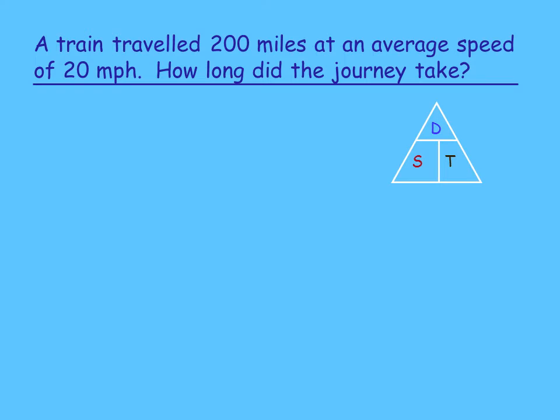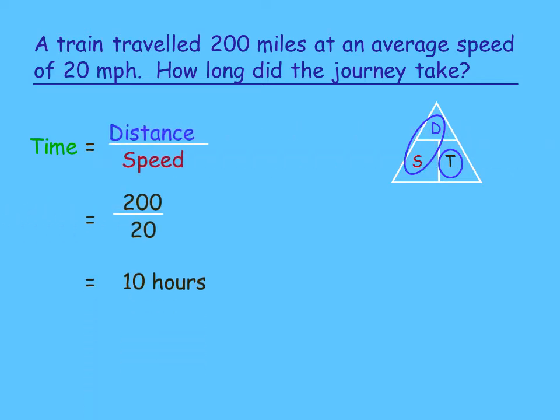A train travels 200 miles at an average speed of 20 miles per hour. How long did the journey take? How long means they are asking for the time taken for the journey. When the time is missing, the formula is distance upon speed. Substitute the values and you will get the answer 10 hours. Units of time are minutes, seconds and hours. But when the distance and speed are in corresponding units like miles per hour and miles, our answer will be in hours. It took 10 hours.